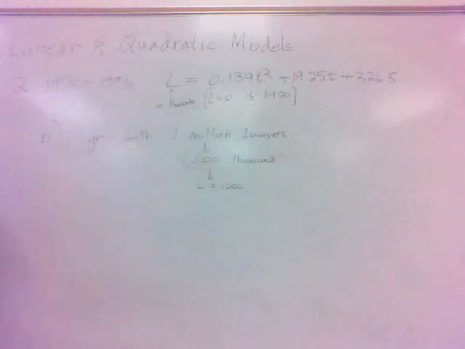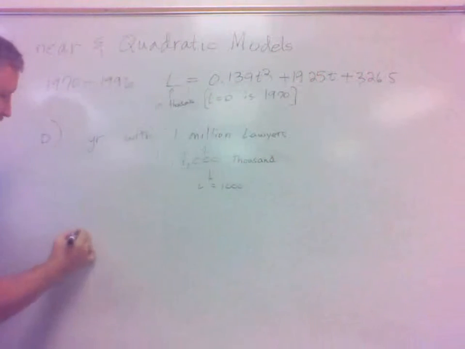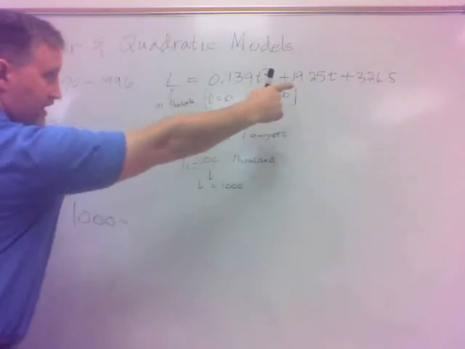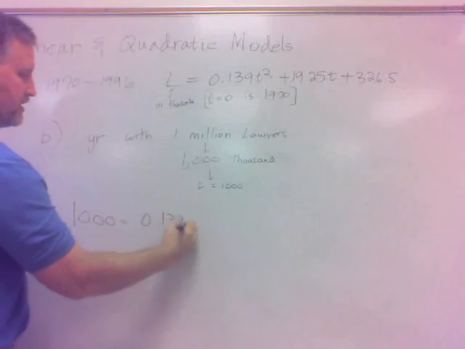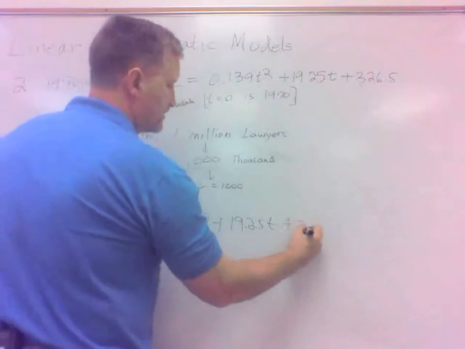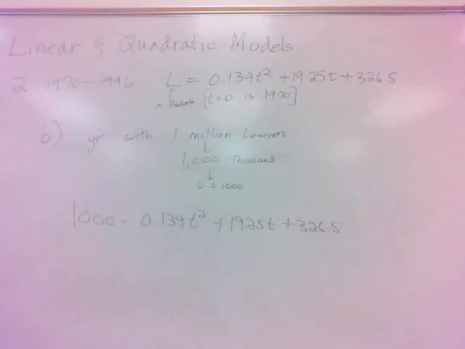All right, so going at this directly then, we could start plugging in t values and see where that takes us. But let's do it the direct way here just to see how we would do that. I'm just going to set L here in the model. L is 1,000. So 1,000 equals the rest of that: 0.139 t squared plus 19.25 t plus 326.5. And what that leaves me is a very nice, lovely quadratic equation that I need to solve.